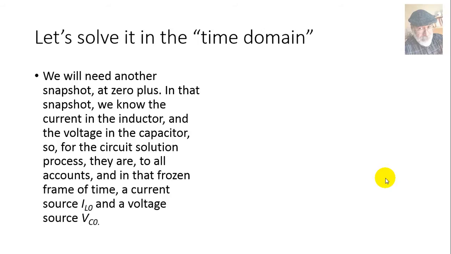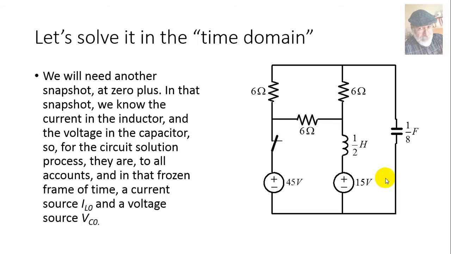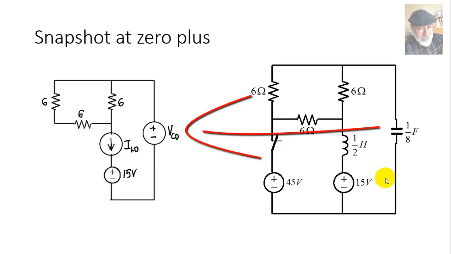We know that the current in the inductor and the voltage in the capacitor for that particular instant will not change. It will remain being whatever IL0 is and VC0 is. So for all practical purposes, in that infinitesimal slice of time, at t0 plus, the inductor behaves as a current source with its value IL0 and the capacitor as a voltage source with the value VC0. That is our representation of the circuit for an instant right after I open the switch.